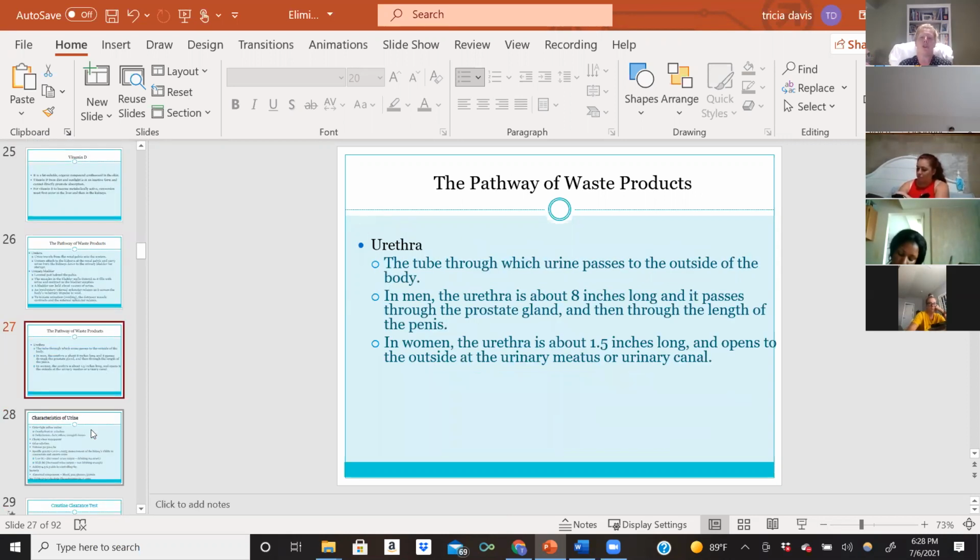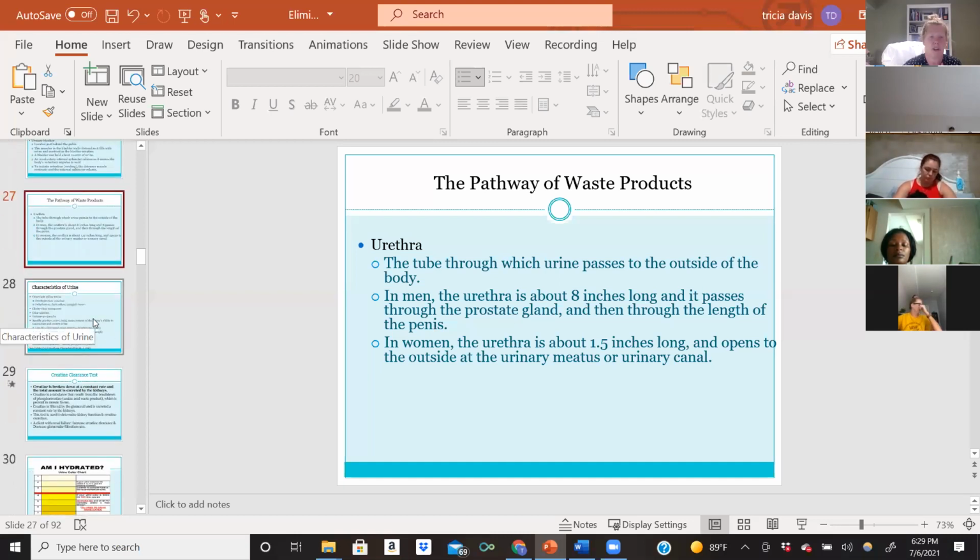So the urethra is the tube through which urine passes to the outside of the body. In men, the urethra is about 8 inches long, and it passes through the prostate gland and then the length of the penis. In women, the urethra is about 1.5 inches long, and it opens to the outside at the urinary meatus. So remember, in fundamentals, we talked about how women were more likely to develop urinary tract infections, and that's because of the way that their urethra is and how short it is compared to men. So the bacteria doesn't have to travel as far in women before it can start an infection.